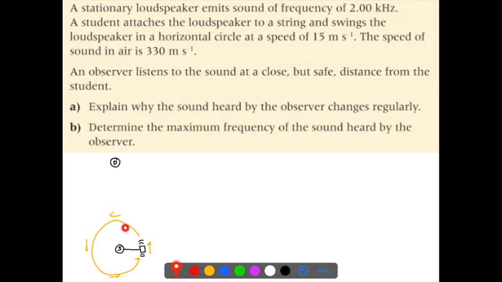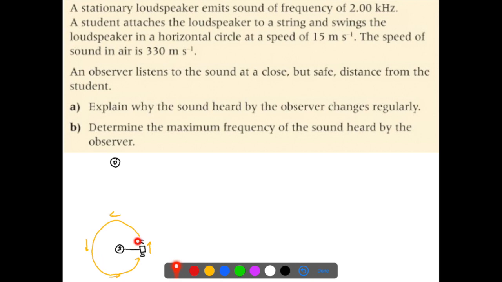Okay? Sometimes students have the feeling that, oh, because it's closer, it's going to be a higher pitch. No, that's not true. In fact, the pitch here and the pitch there is exactly the same. They'll hear exactly the same note, exactly the same frequency. What will be different is it'll be louder here and quieter there. Maybe or maybe not significantly, but that's all that happens because of distance. What matters is, are we moving towards the observer or away from the observer? So now we've explained why the sound changes regularly, because we have a changing velocity towards and away.